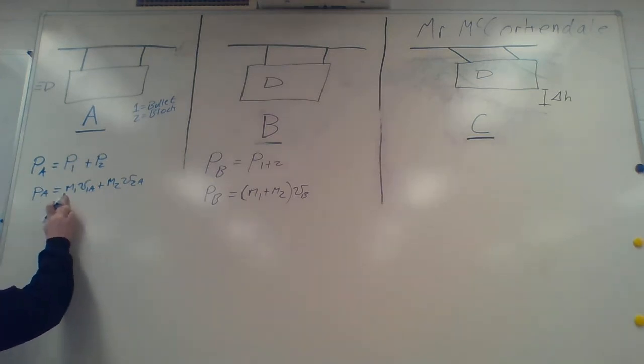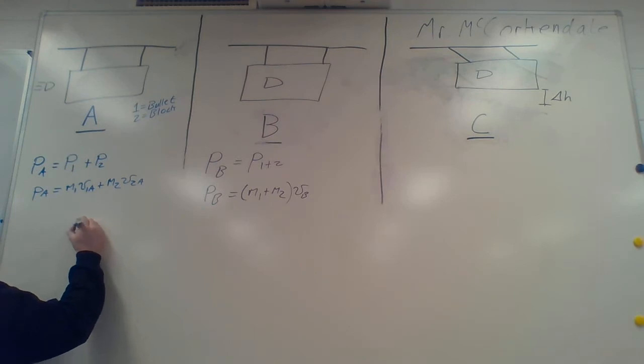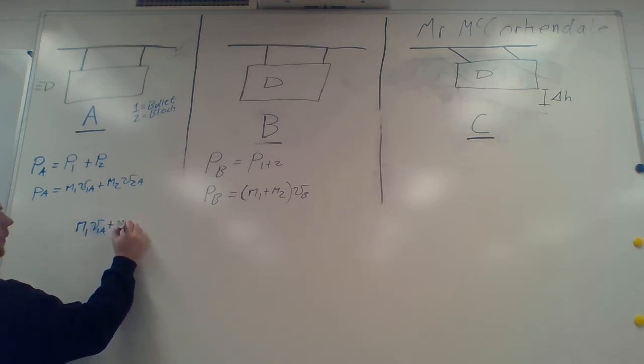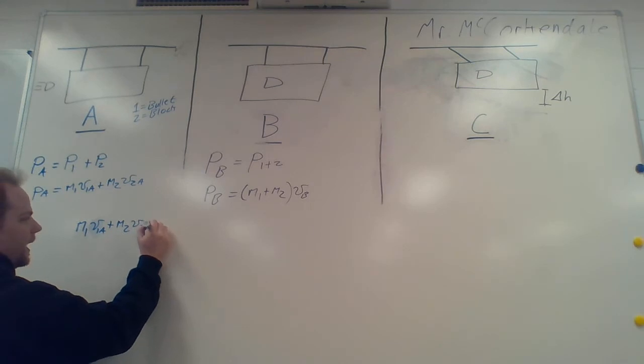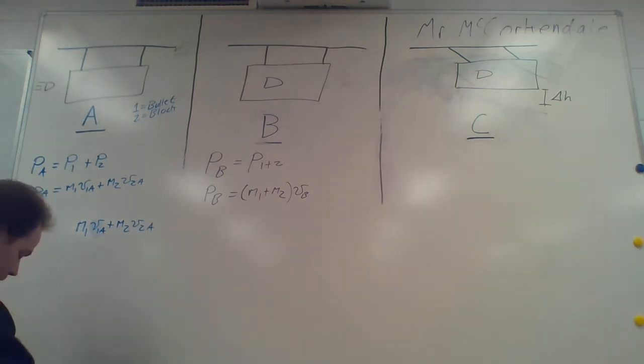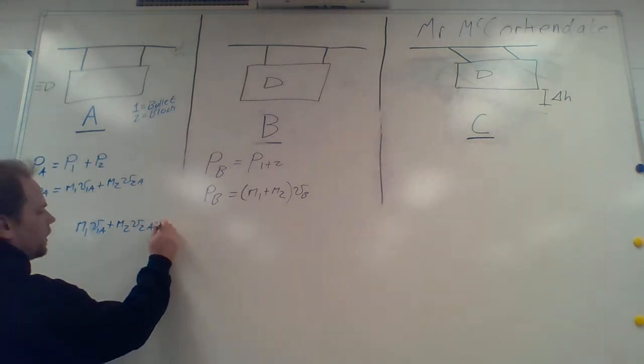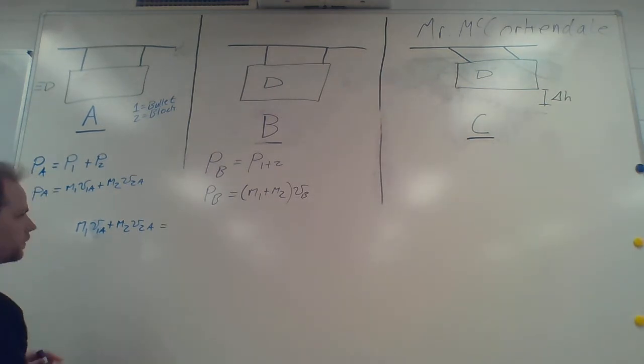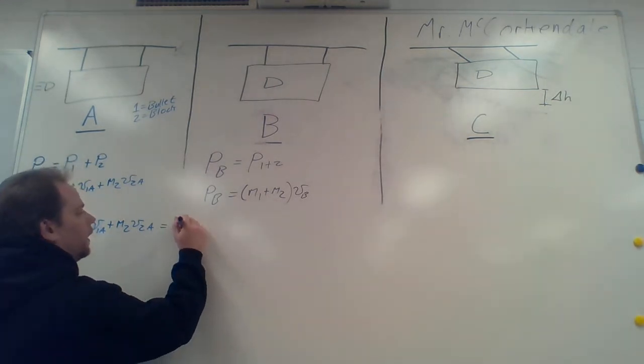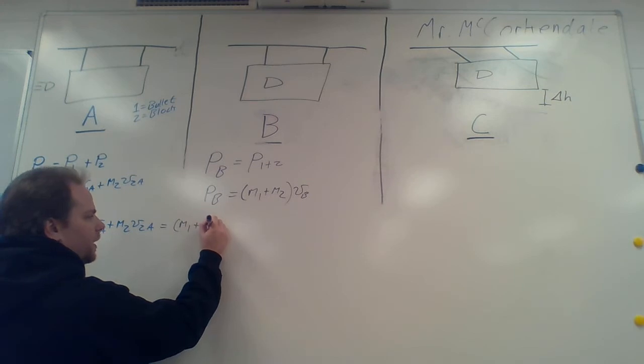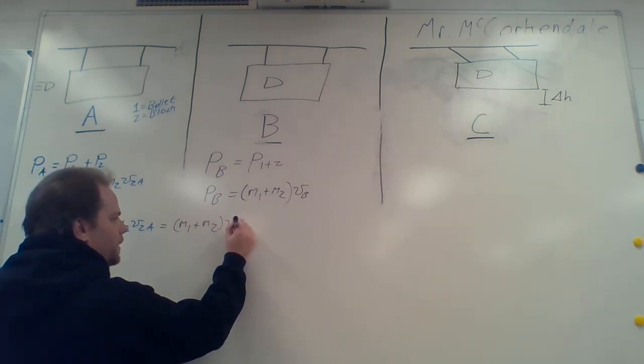So instead of PA, I'm just going to start here. So M1 V1A plus M2 V2A is equal to M1 plus M2 times VB.